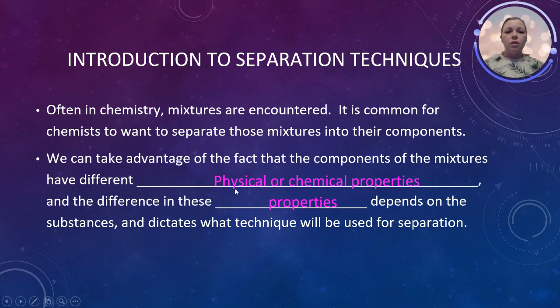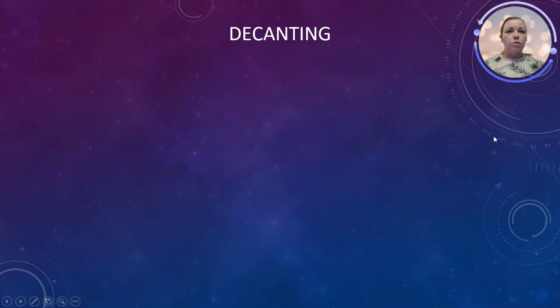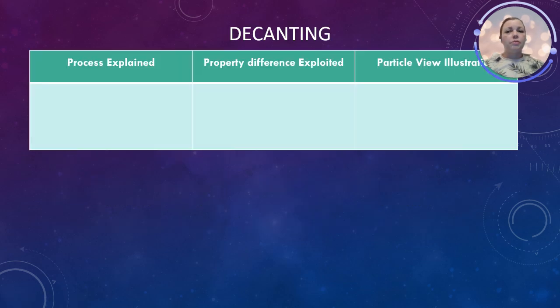So we can take advantage of the fact that the components of the mixtures have different physical or chemical properties, and the difference in these properties based on the substances dictates what technique will be used for separation. So we look at the differences in the properties and then we decide what separation technique we'll use. So we're just going to get straight into it, and some of these will be familiar to you.